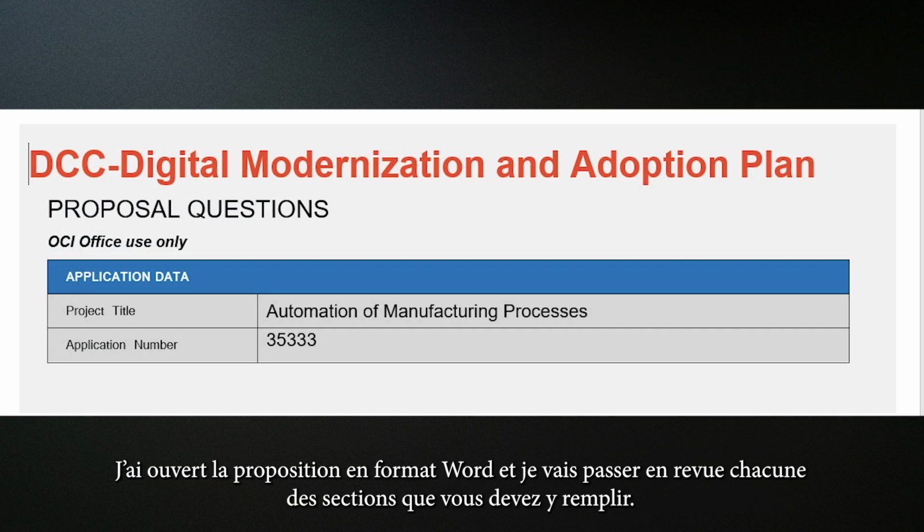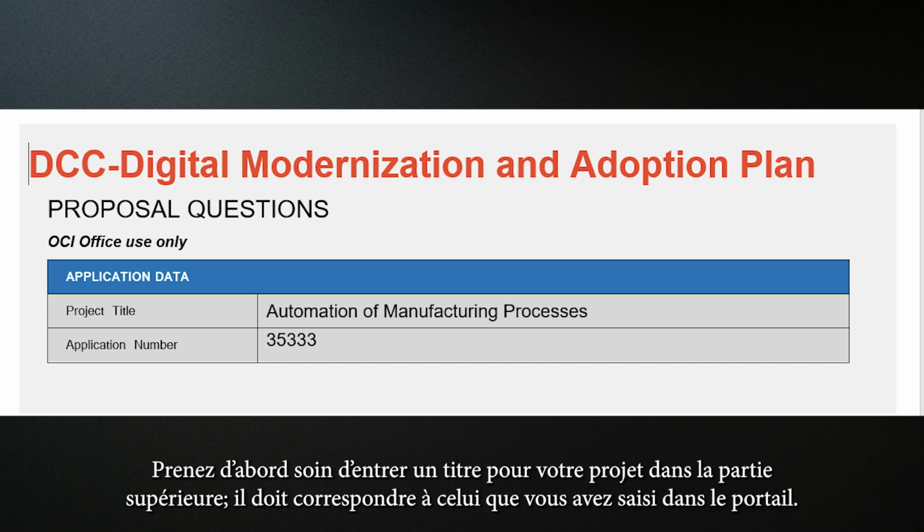Here I've opened up the Word document that comprises the proposal, and I'll walk through each of the sections that needs to be filled out in the proposal. So first of all, make sure to enter your project title at the top, and it should match what title was provided in the portal.